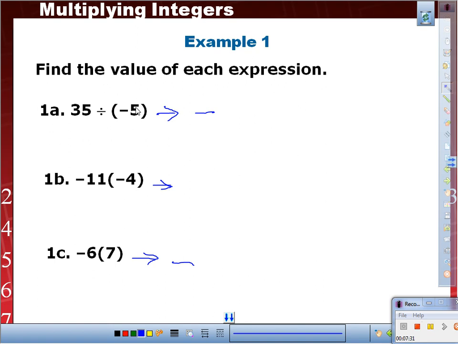What is 35 divided by 5? 11 times 4. And 6 times 7. Did I have to worry about the sign? No, I did that at the beginning. Does that make sense? Copy that, please.